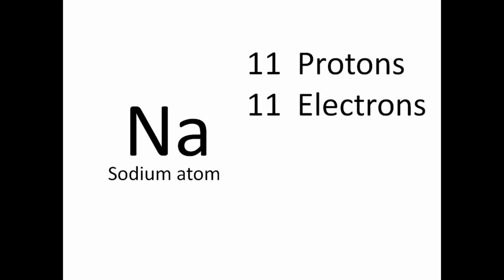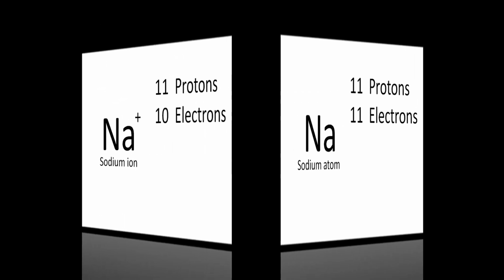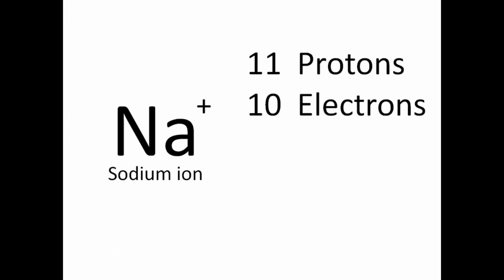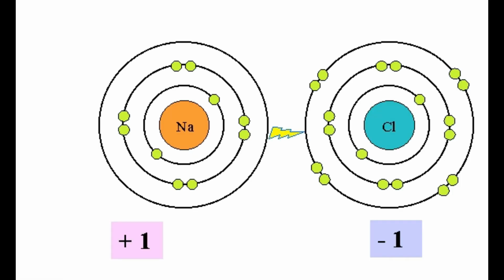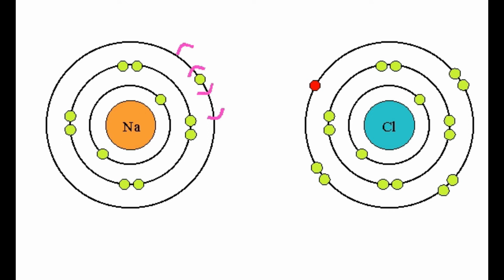So let's use sodium as an example. The sodium atom has 11 electrons and 11 protons. However, the sodium ion, which is Na+, has 10 electrons and 11 protons. In this particular instance of the sodium ion, there is one more proton than electron. That proton can move about freely without being cancelled out by an electron.